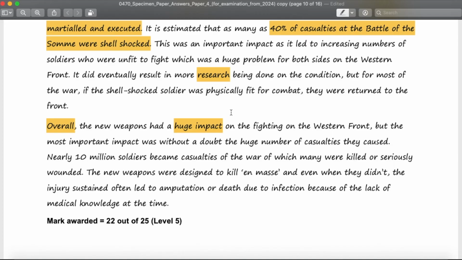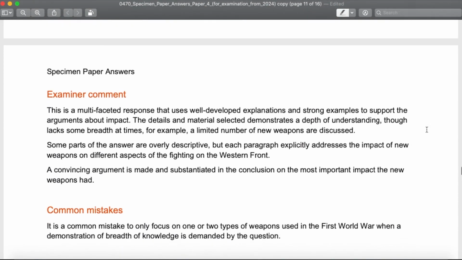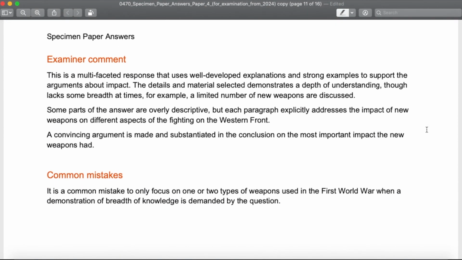Mark awarded 22 out of 25, level 5. In the comments, well-developed explanations and strong examples to support the arguments about impact. Here's a bit of criticism. Some parts of the answers are overly descriptive. But that being said, there is enough in the paragraphs to explicitly address the impact of the weapons on the Western Front.